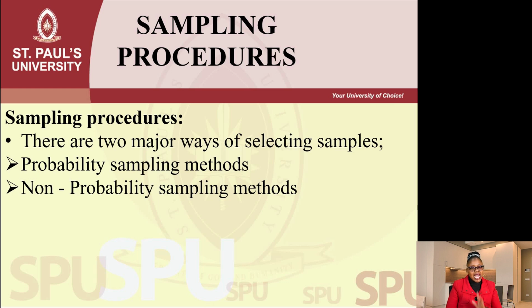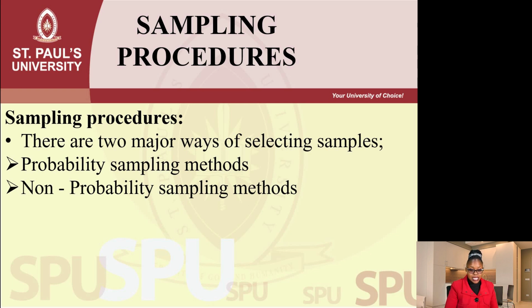Now, there are two major ways of selecting samples. One of them is the probability sampling method, and the second one is the non-probability sampling method. And you realize as we continue that these two are actually opposites. The probability sampling method is the opposite of the non-probability sampling method.